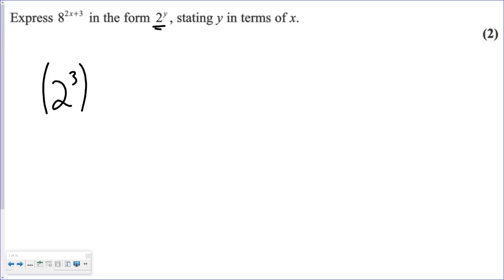So this 8, or 2 to the power of 3, is raised to the power of 2x plus 3. So just replace the 8 now with the 2 cubed. And just remember the bracket law is you times the powers together. So it will just be 3 times 2x plus 3. Make sure you times all of that 2x plus 3 by the 3. So that's why I put it in the bracket there.